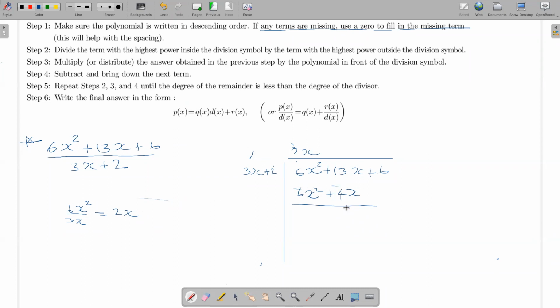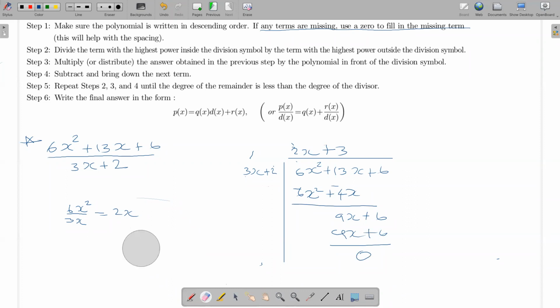Now subtract this, becomes minus. Here I get a 9x. I bring down the 6. So 9x divided by 3x, we cancel. So I get a 3. Just the 3. So I write 3 here. Multiply this by this, I get 9x. And 2 by 6, I get 6. Okay, so subtract, I get 0.